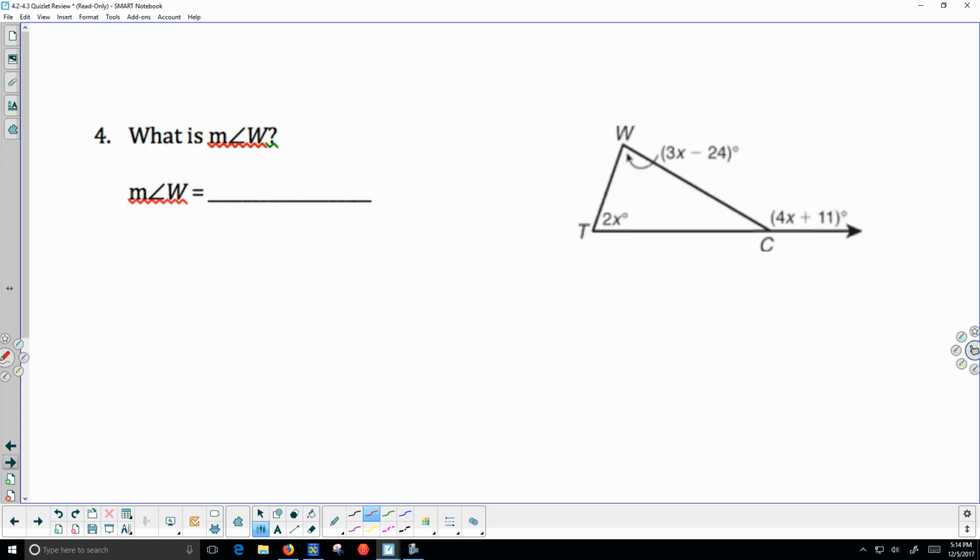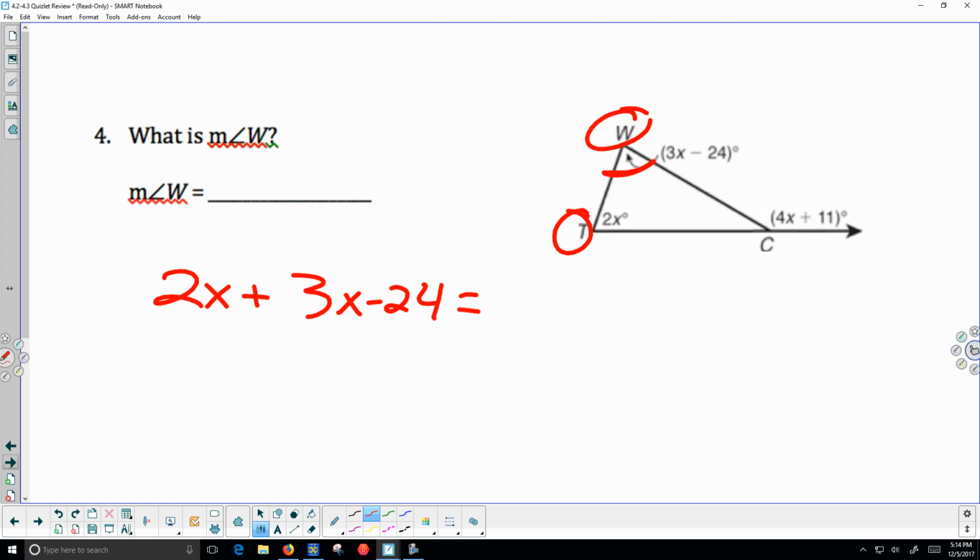All right, number 4. We want to find the measure of angle W, which is this guy right here. Well, what I notice is that I have angle W, I have angle T, and then I have this obtuse angle, at least it looks like, but it's an exterior angle as well. So I'm going to take these 2 remote interior angles, angle T and angle W, which in other words, it's 2x and 3x minus 24. I'm going to add them up, and it's going to equal 4x plus 11.